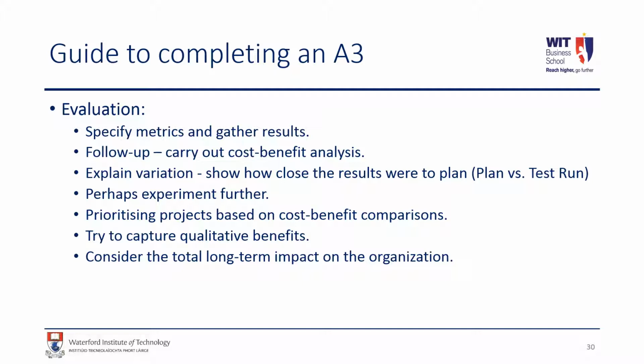You may decide to experiment further. So you might want to dig deeper and try and understand why that variation occurred and the consequences of that. And really also here what you should be trying to do is prioritize your project. So you will probably have identified a number of countermeasures, and based on your evaluation of the impact that those countermeasures may have on the overall improvement opportunity or problem you're trying to solve, you may want to prioritize one over the other, and maybe that'll be based on a cost-benefit analysis.